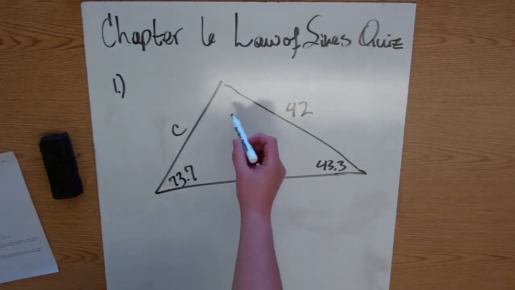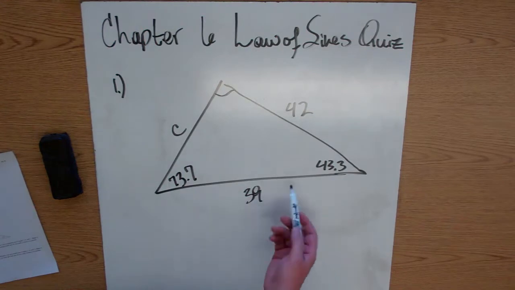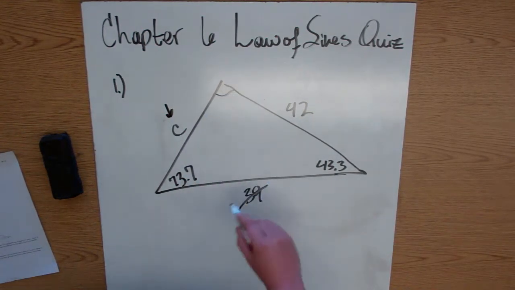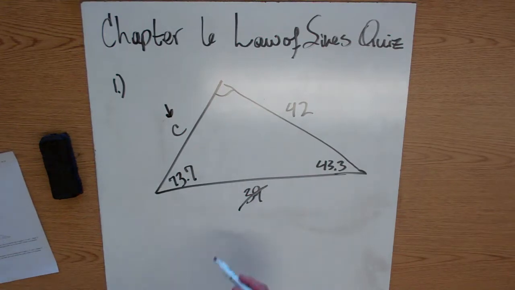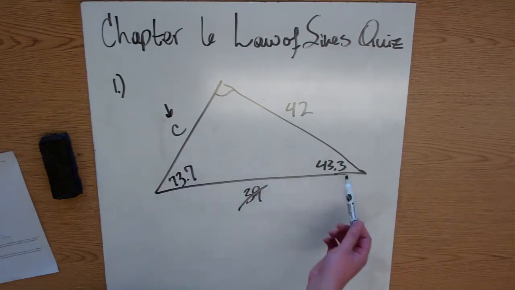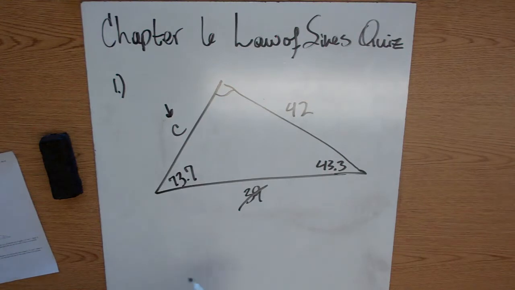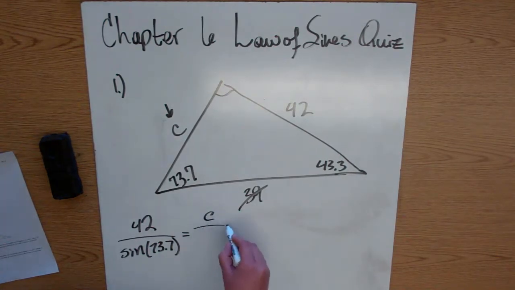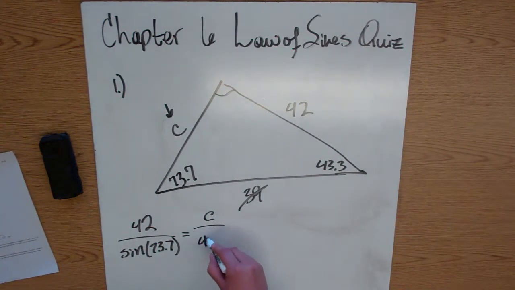Now, we do have enough information to find this angle here, but all we're trying to do is find the length of C, so we really don't need that angle, nor do we need this 39. All we need is the 42, the 73.7, the 43.3, and the C. So, let's set it up. We know that 42 over the sine of 73.7 is going to equal C over the sine of 43.3.